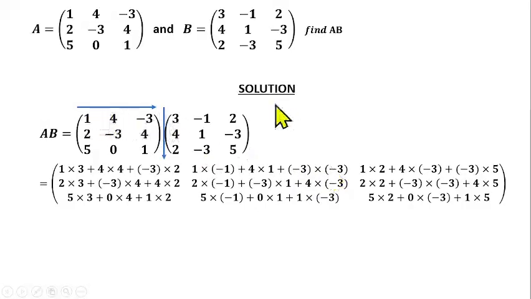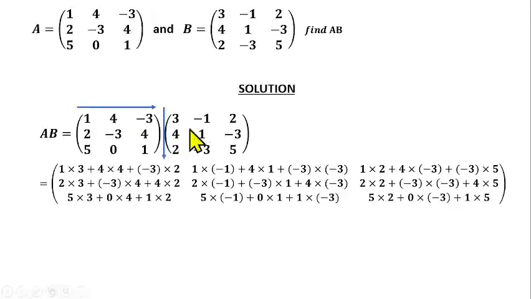Then this row also will go and multiply the third column. So you have 1 times 2, which is this, then 4 times minus 3, which is this, plus minus 3 times 5, which is what you're having here. So that means this first row has multiplied the three columns. Now the second row of this first matrix will go again and multiply the three columns.